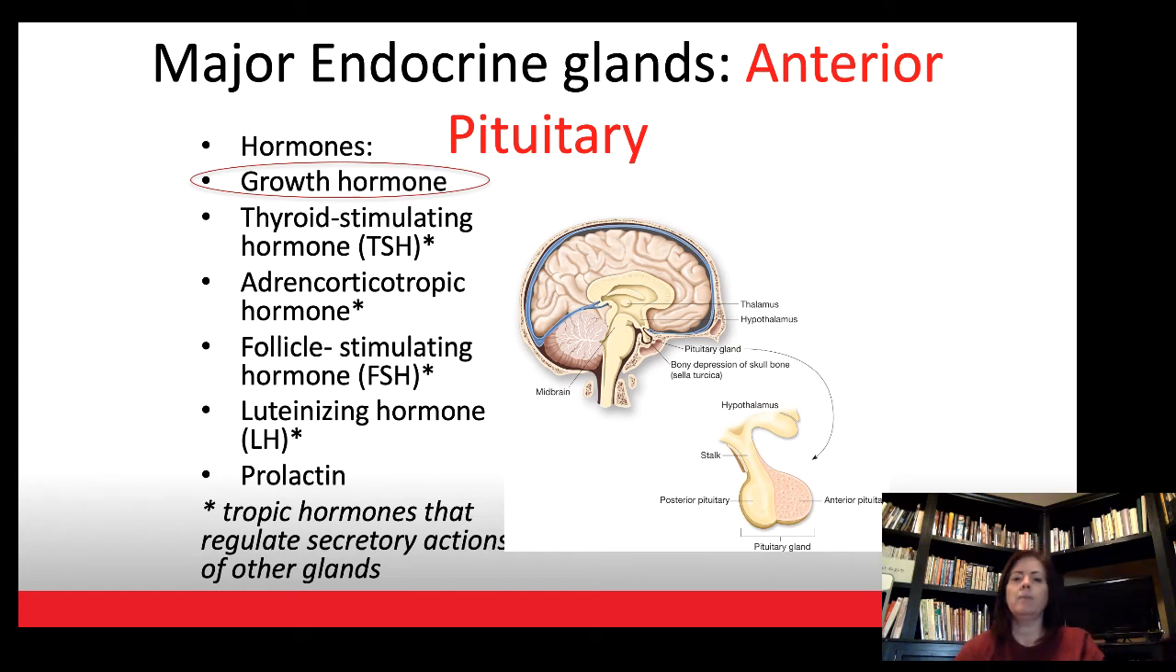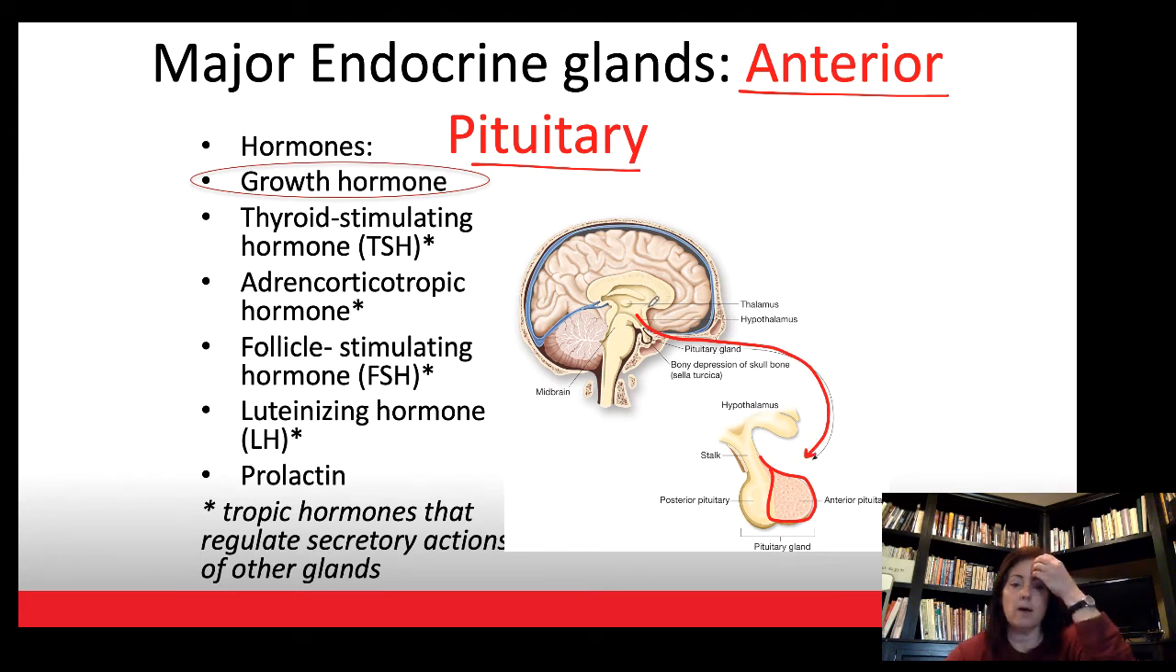Okay. And then next one, we had posterior pituitary. Now we're going to talk about anterior pituitary. Anterior pituitary is a little different. It's technically a whole different organ from posterior pituitary. Anterior pituitary is connected to the hypothalamus through the bloodstream. So the hypothalamus is going to release hormones that are going to travel through the blood to the anterior pituitary and tell it to release its hormones.